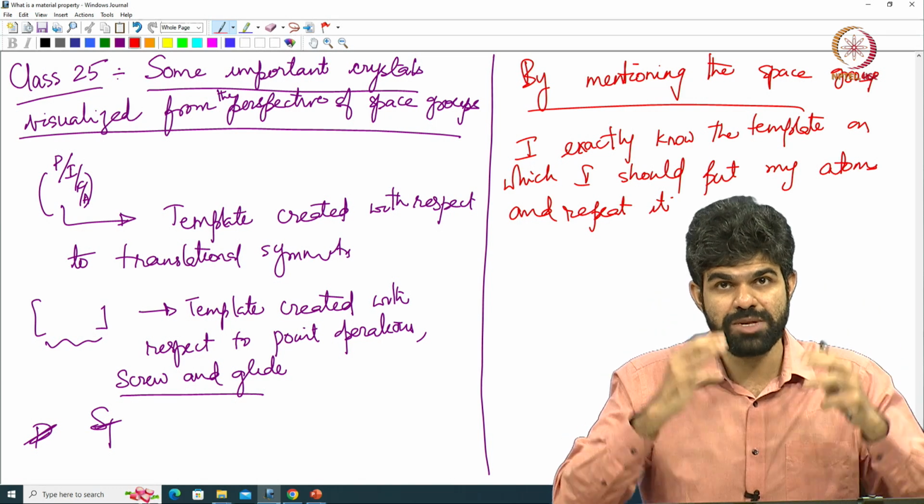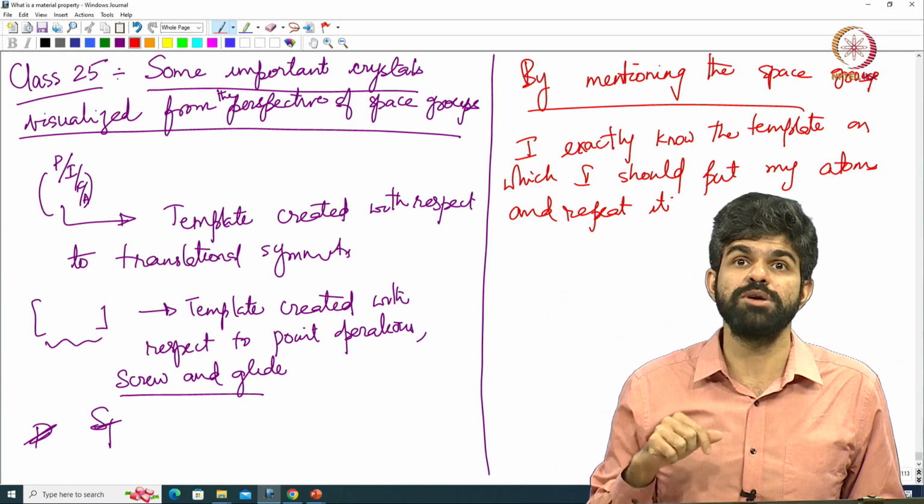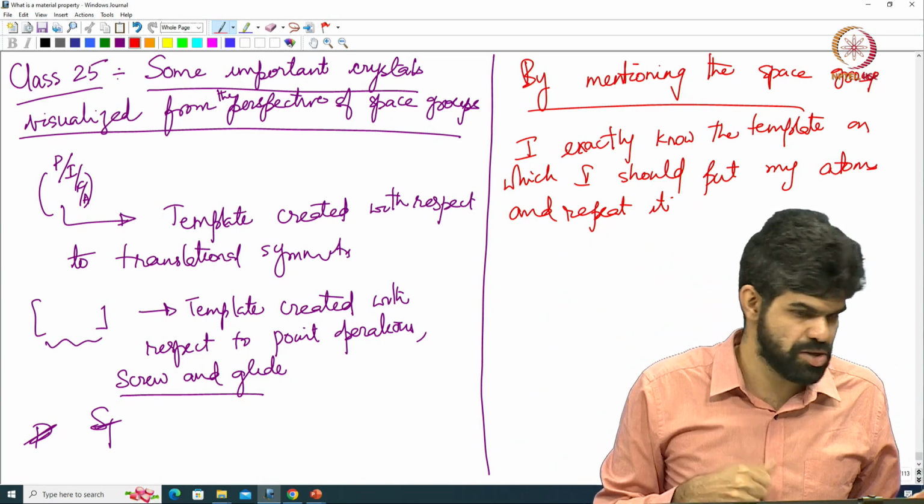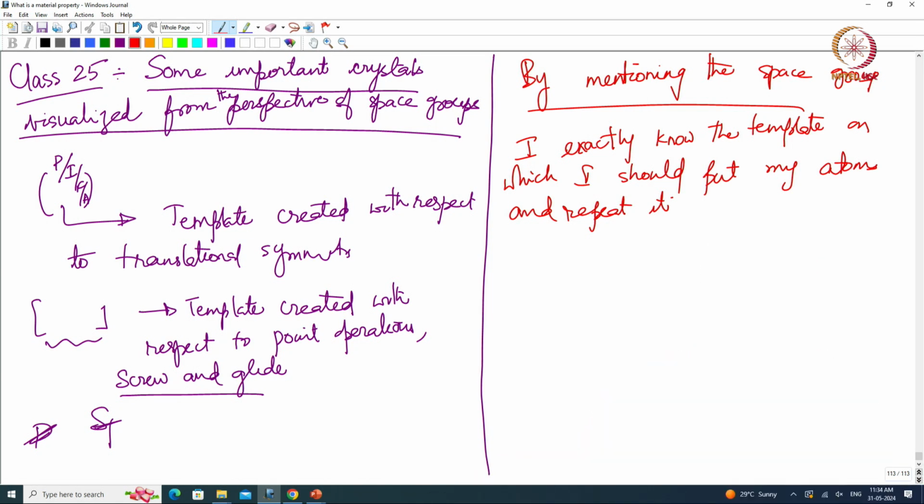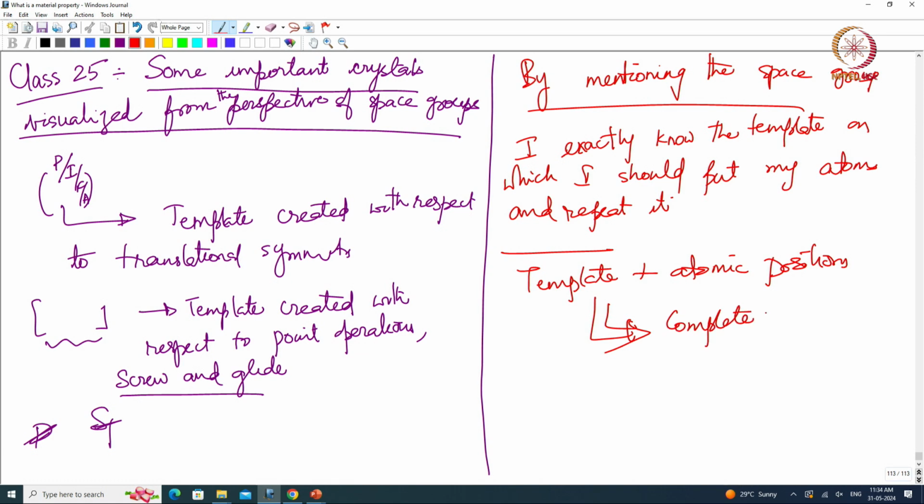So it is not just knowing the space group, but I also need to know where to put the atomic positions. The template plus the atomic positions tells me the complete information about the crystal structure.